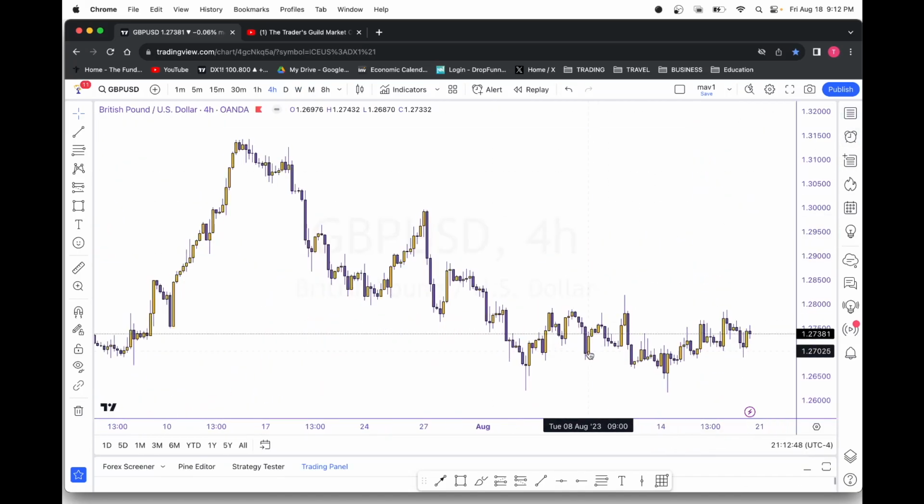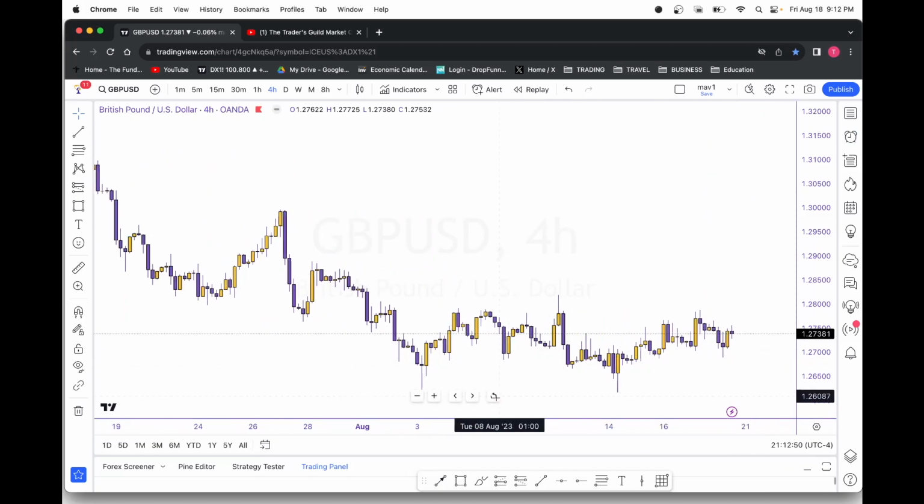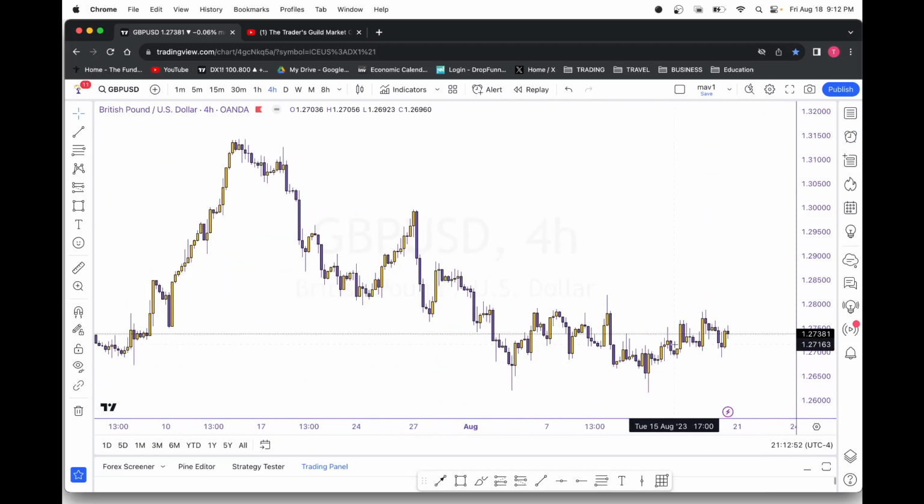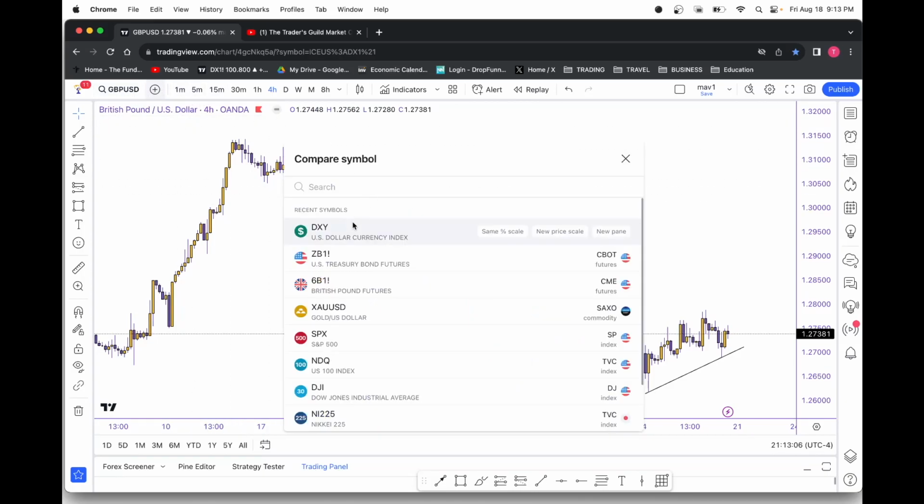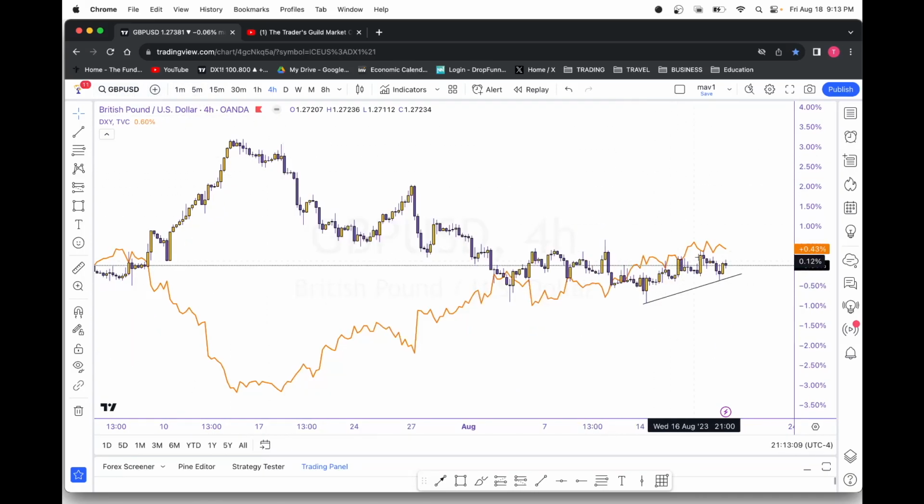I did say in the chat that it was interesting to me that the dollar is creating these higher highs and higher lows. And then when I look at something like GBP USD, it's also creating higher highs and higher lows, right? That's 100% not supposed to be happening. Right? When I compared the two of them together.